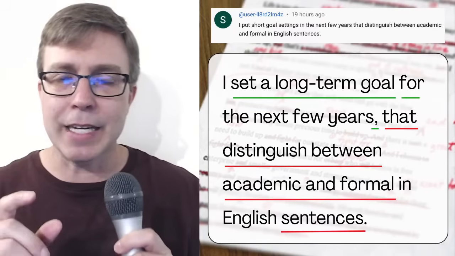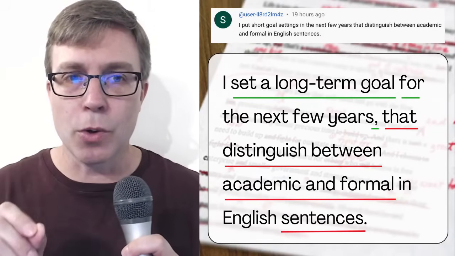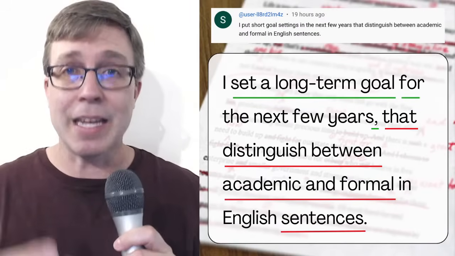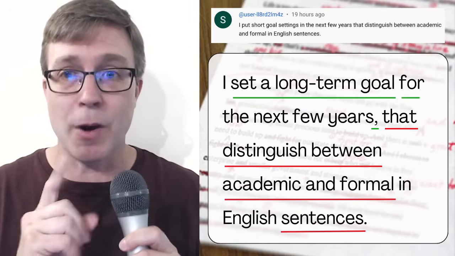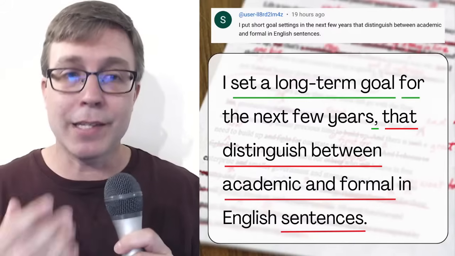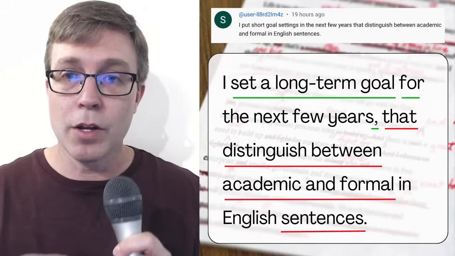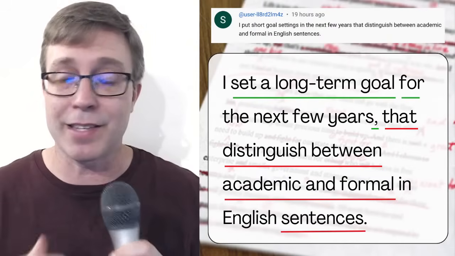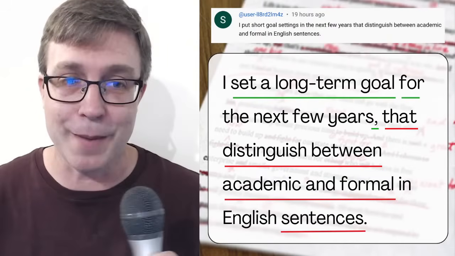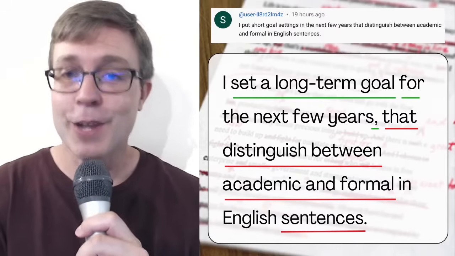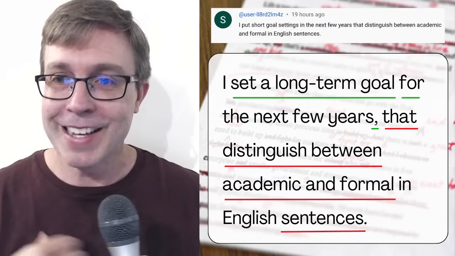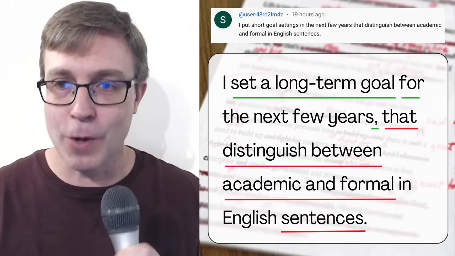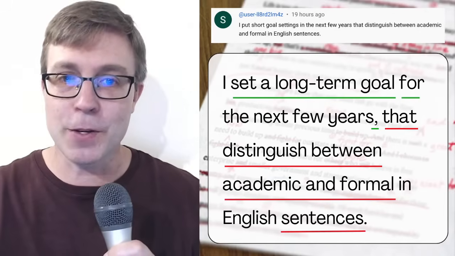The other thing I did was change goals to goal, because it seems like in that second part of the sentence, we're really just talking about one thing. So I set a long-term goal for the next few years. Okay, that's the period of time. I think a few years is a long time. I don't know if I would consider that a short-term goal. That's just my opinion. The next part. So I set short-term goals for the next few years.